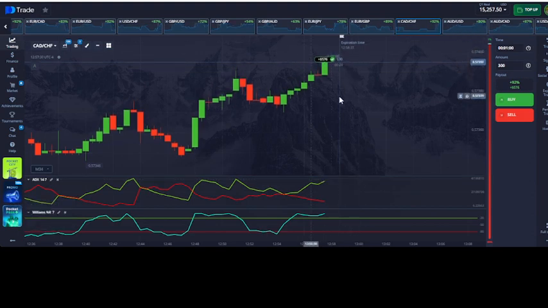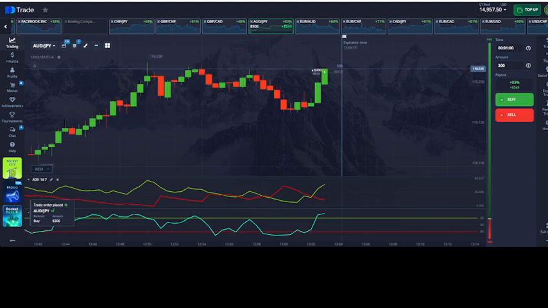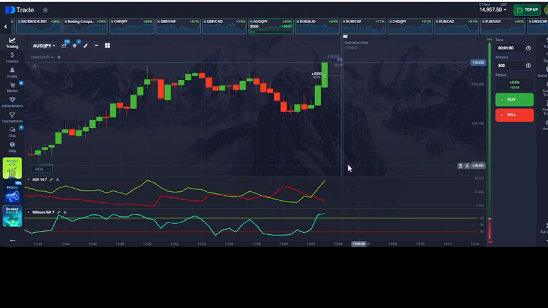Okay, so that trade was in the money. We won that trade. Okay, so I'm gonna pause the video and look for the next setup. Okay, so I'm on the Aussie dollar Japanese yen currency pair, and I just took a buy trade here.